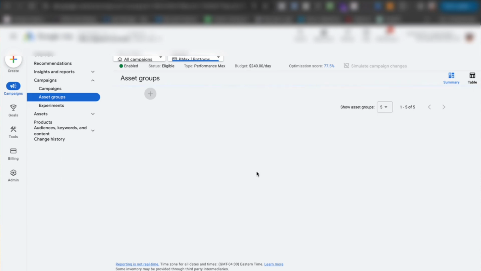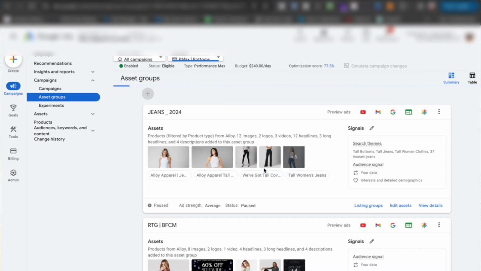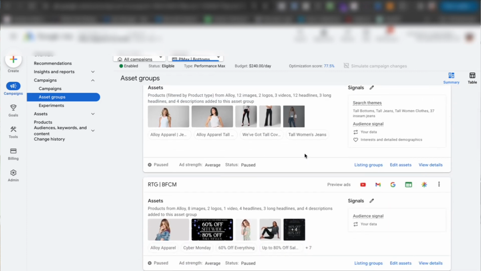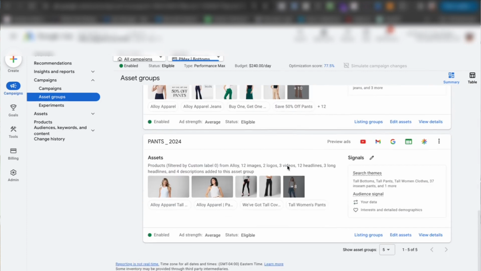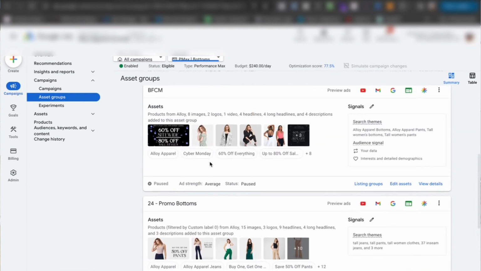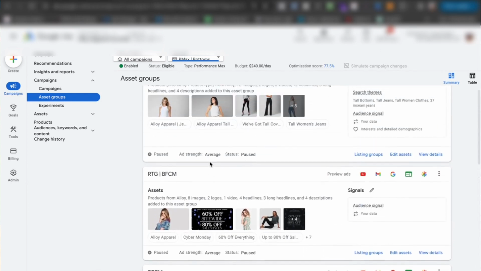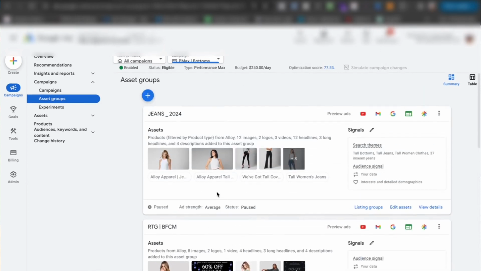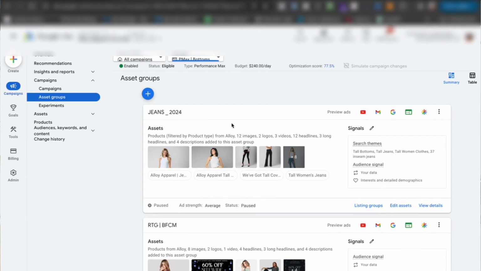Cool. As you can see in this specific campaign, we've tested quite a lot of different asset groups. This one is pants, and we have another asset group which is just a promotion that we ran. Then we have another one which is a retargeting one, using retargeting data. And then another one focused on jeans. So each asset group is focused on something completely different.